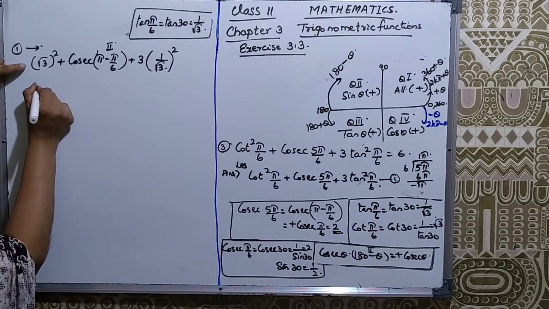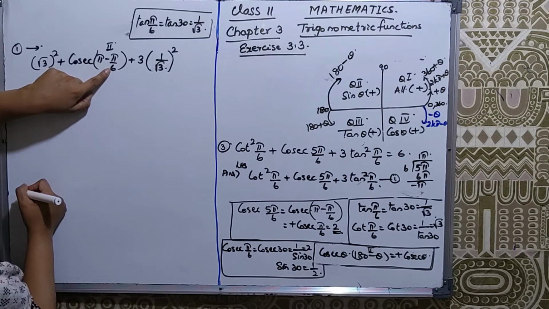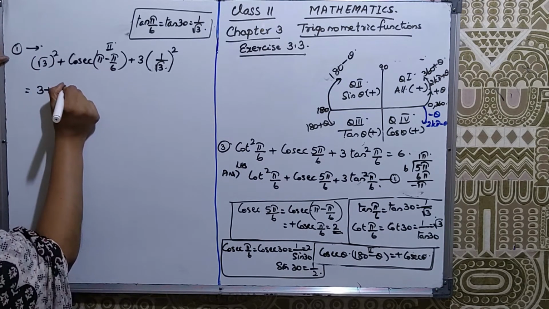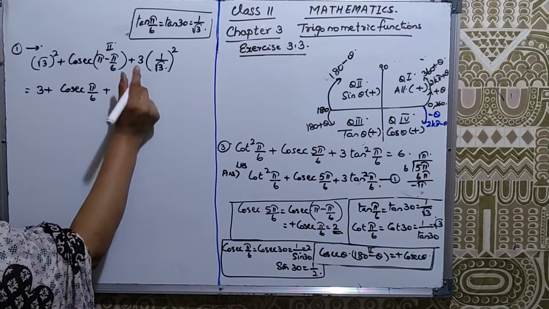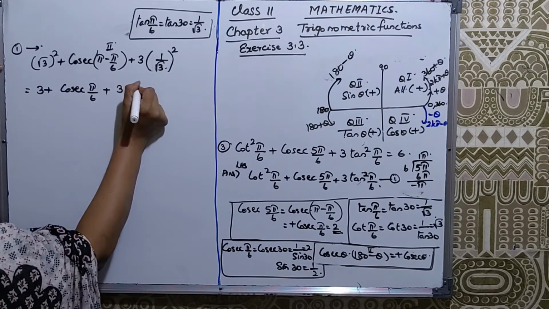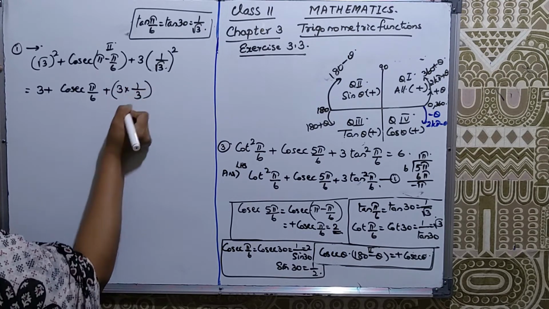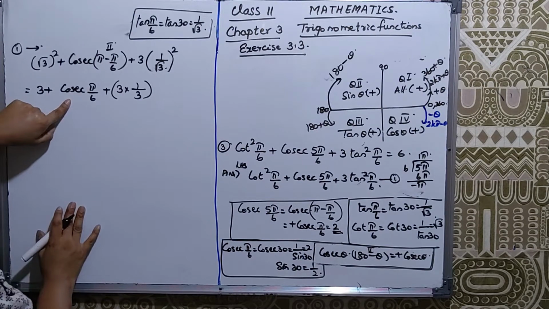So root 3 into root 3 is 3. Plus cosec(180 minus theta) belongs to the second quadrant, so it will be plus cosec theta. Plus 3 into 1 by 3. Root 3 into root 3 is 3. So it will be equal to 3 plus cosec 30.